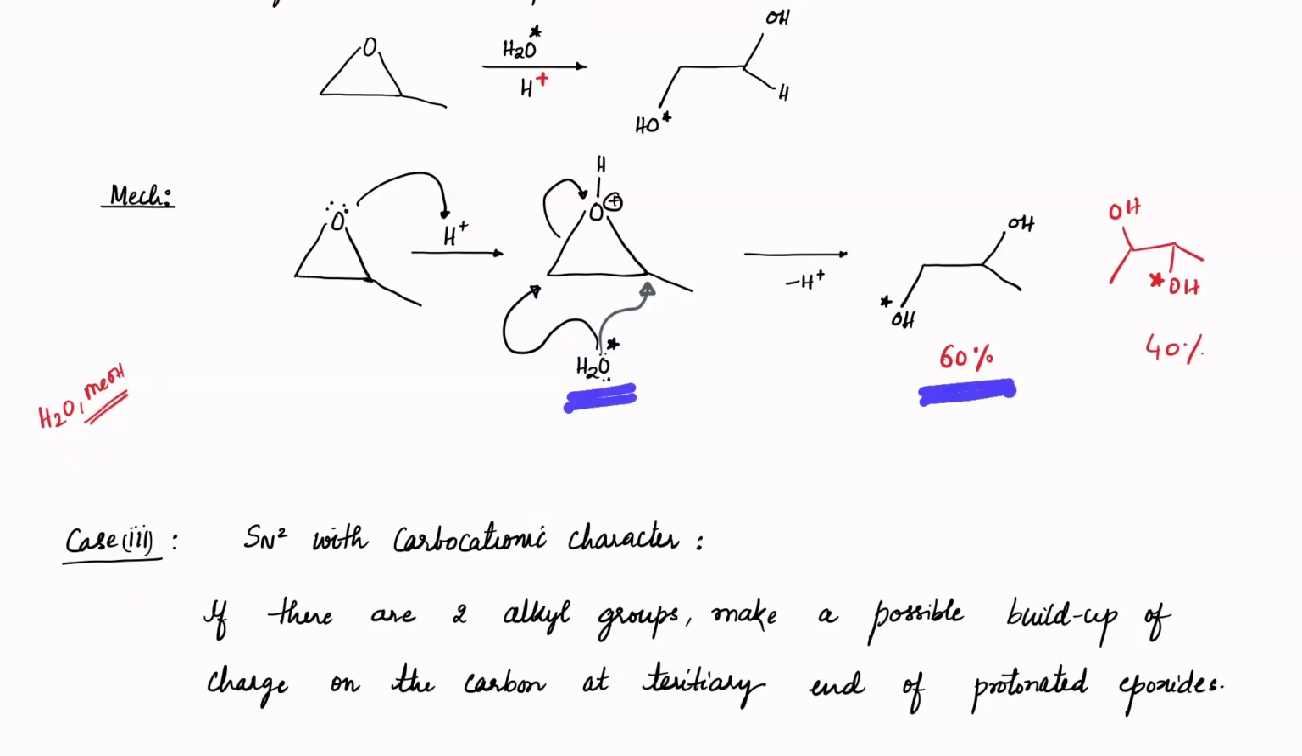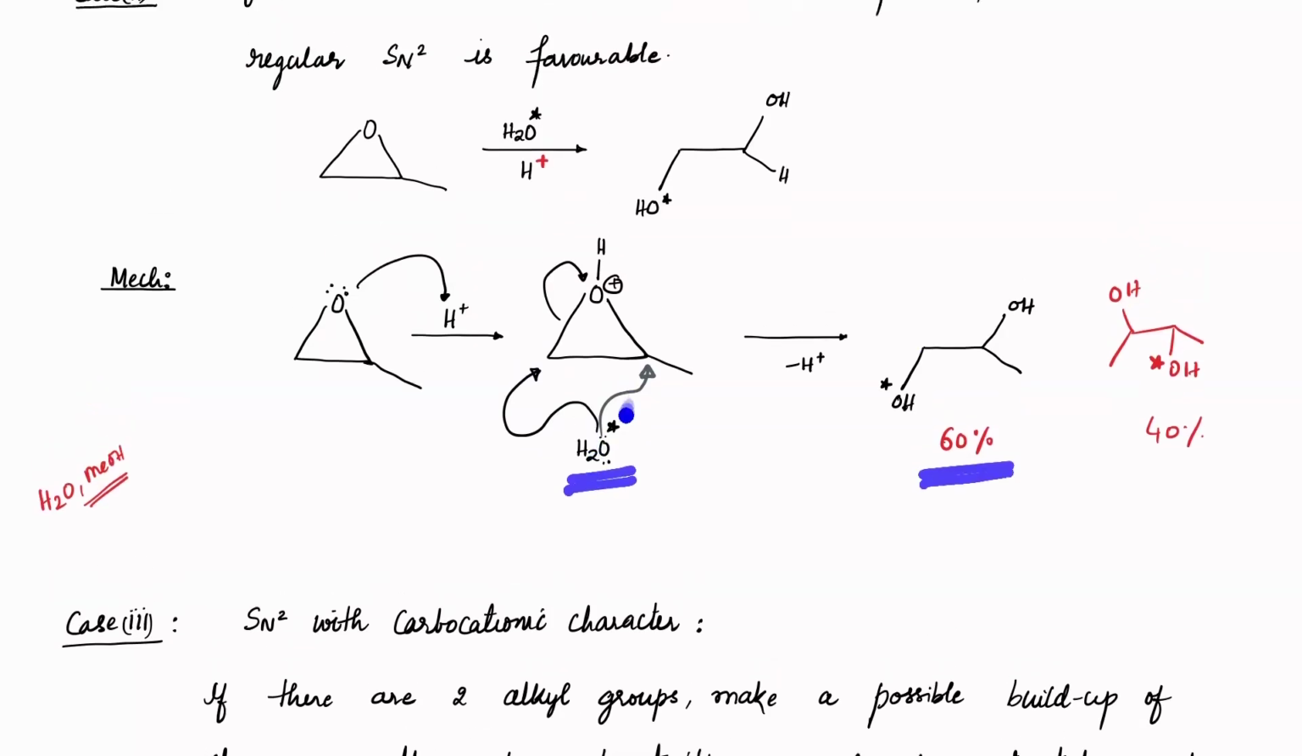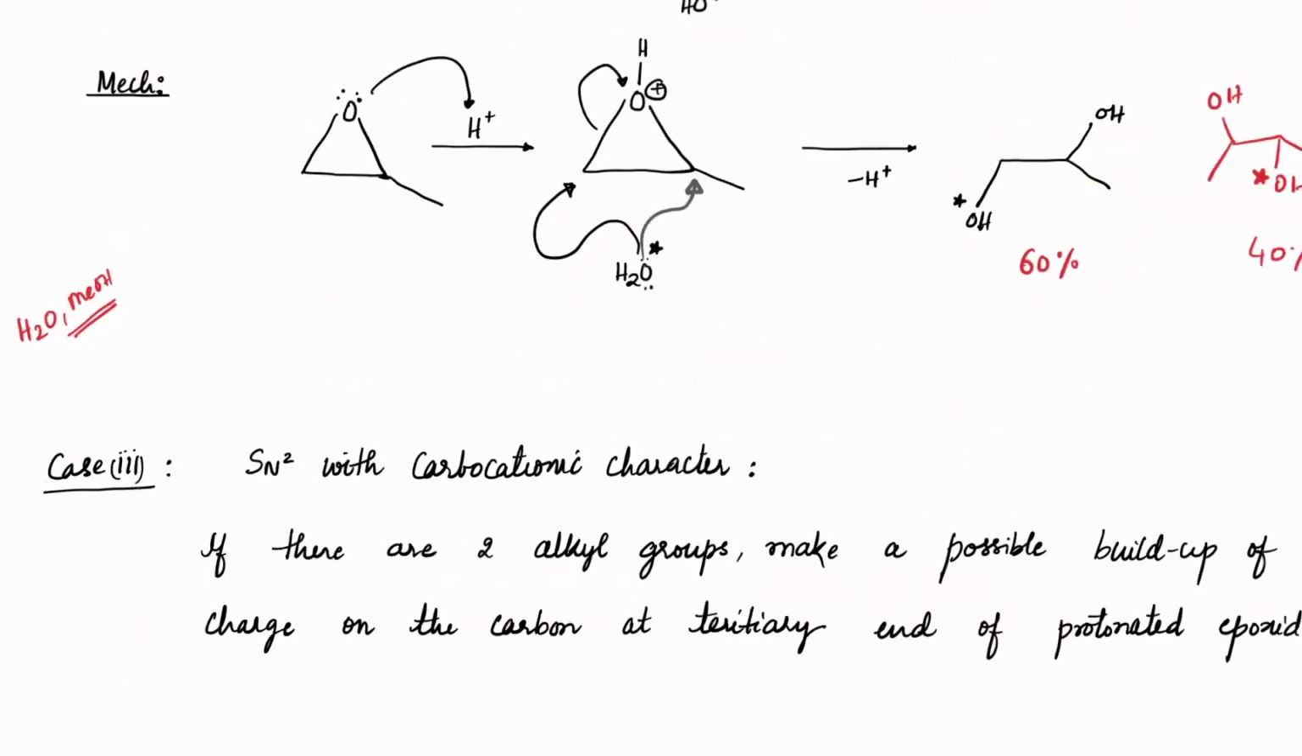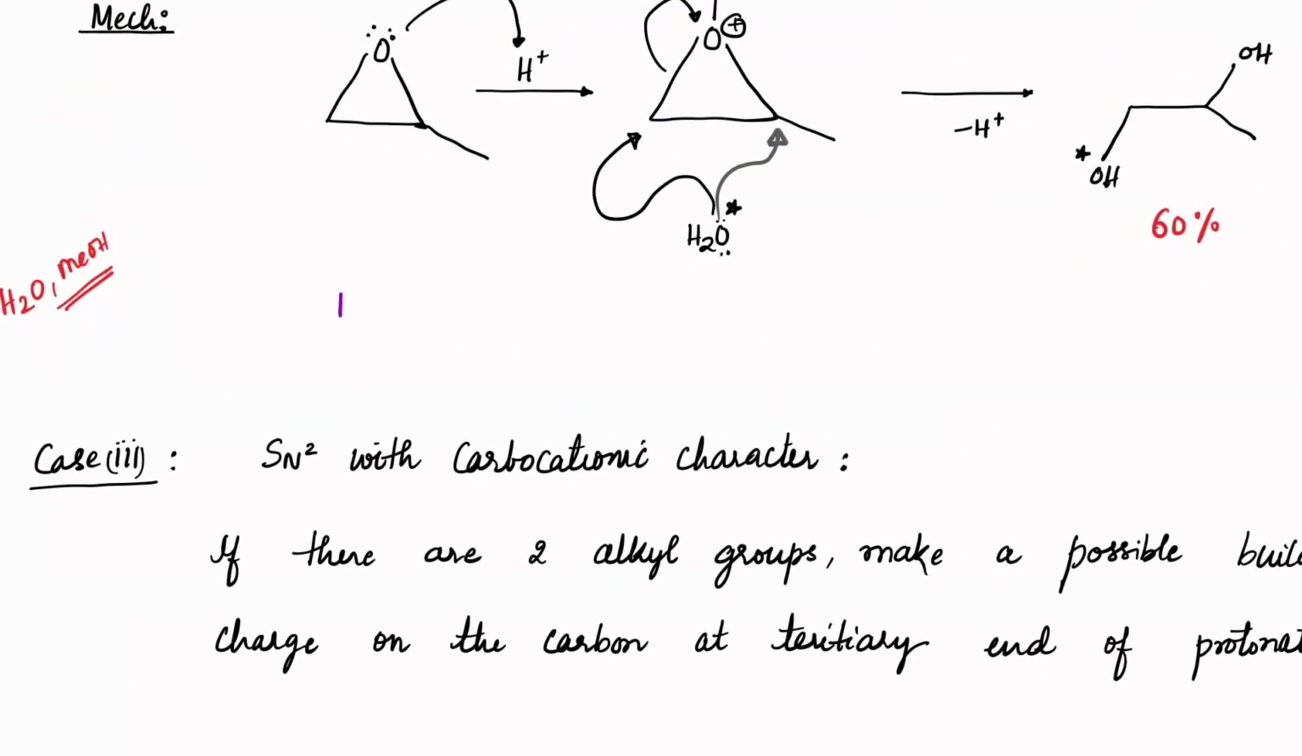get 60% of this product where it is attacking on the left hand side and 40% on the right hand side. Okay, but if, instead of methyl, there is a phenyl group given here like this, and then H plus and H2O is given, got it? Or let's say methanol is given.